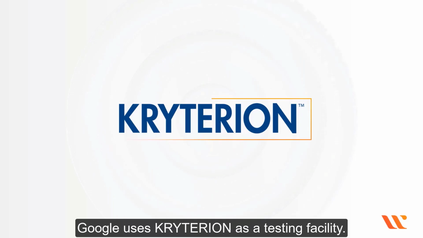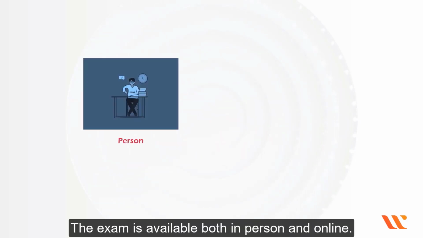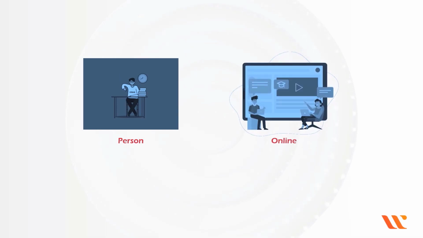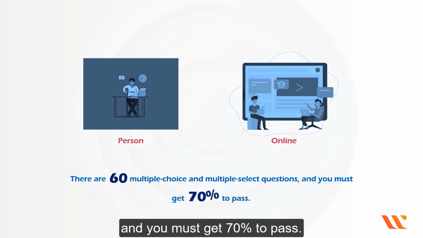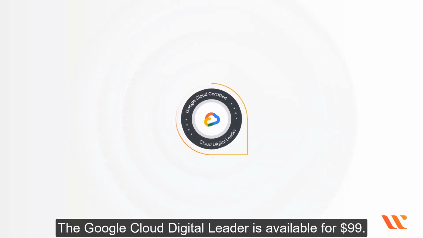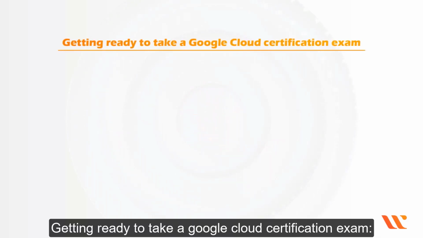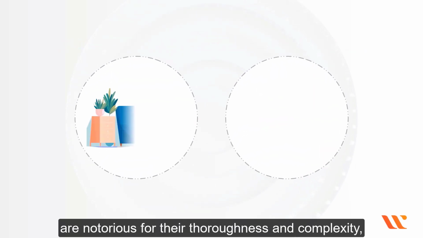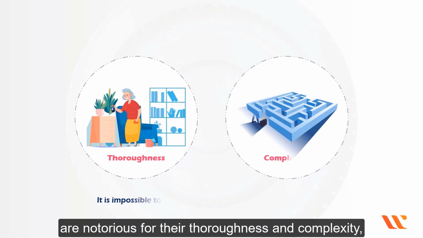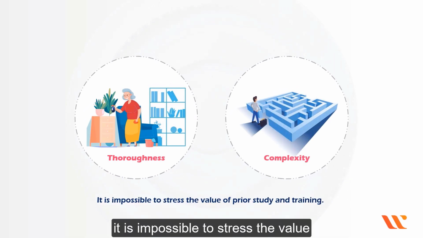Google uses Criterion as a testing facility. The exam is available both in person and online. There are 60 multiple choice and multiple select questions, and you must get 70% to pass. The Google Cloud Digital Leader exam is available for $99. Getting ready to take a Google Cloud Certification exam. Because Google Cloud Certification examinations are notorious for their thoroughness and complexity, it is impossible to stress the value of prior study and training.